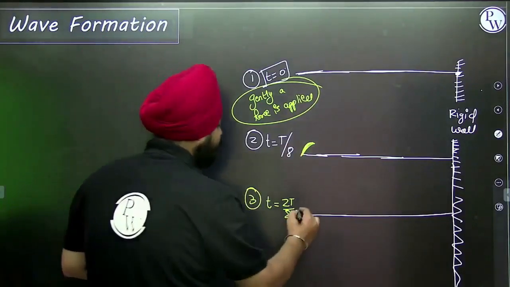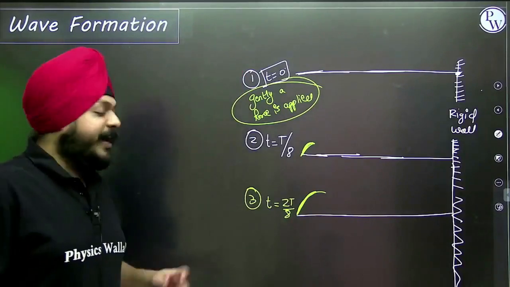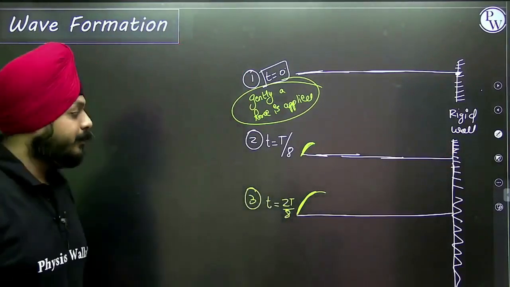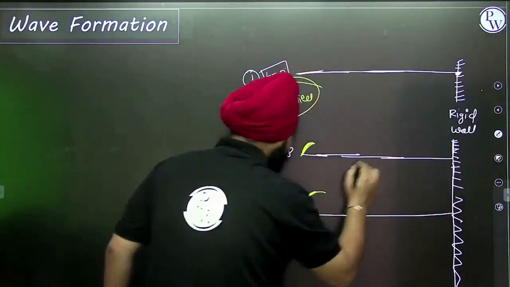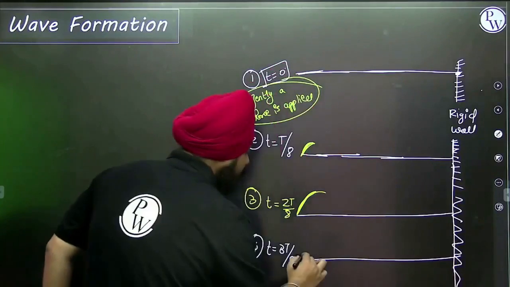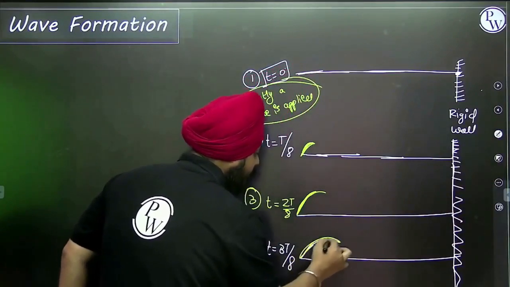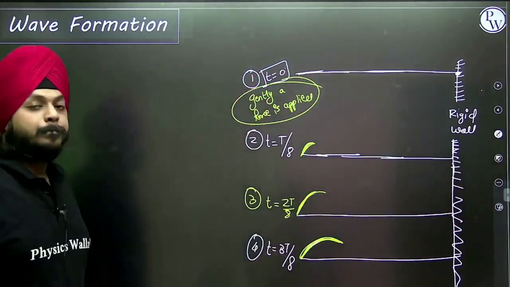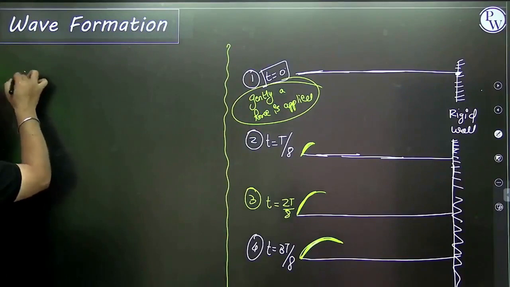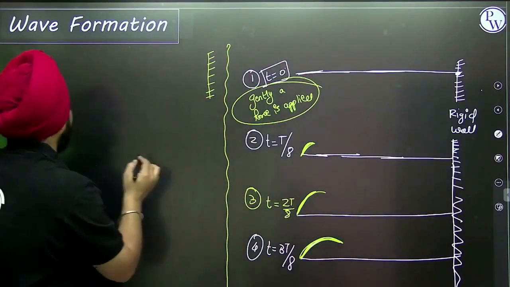Now what will happen here? At t equal to 2T by 8, this part of the wave is formed. The activity we are analyzing: a gentle push we have applied. Let's move on to the fourth part. At t equal to 3T by 8, this part of the wave is formed. Now let's move on to the fifth part. Again, this will be the rigid wall, and we are going to see some examples of it.